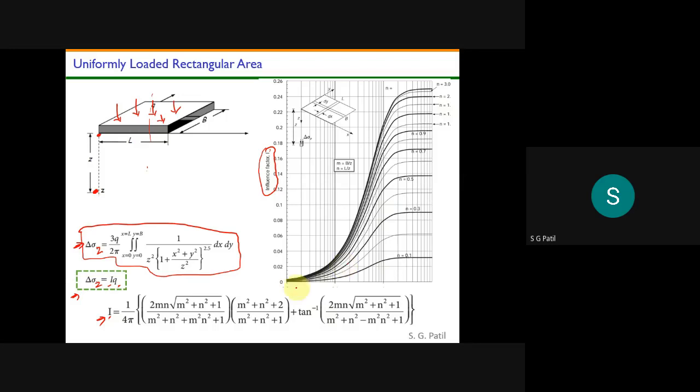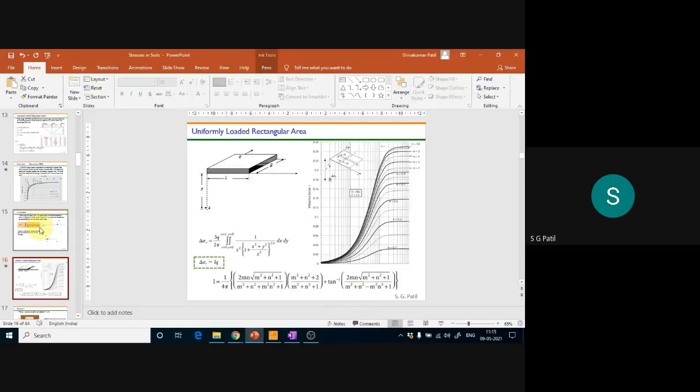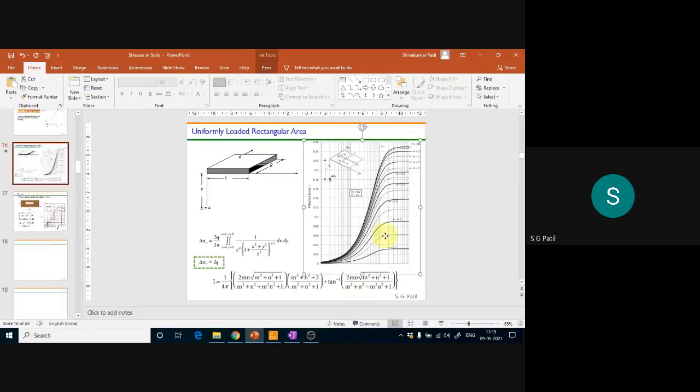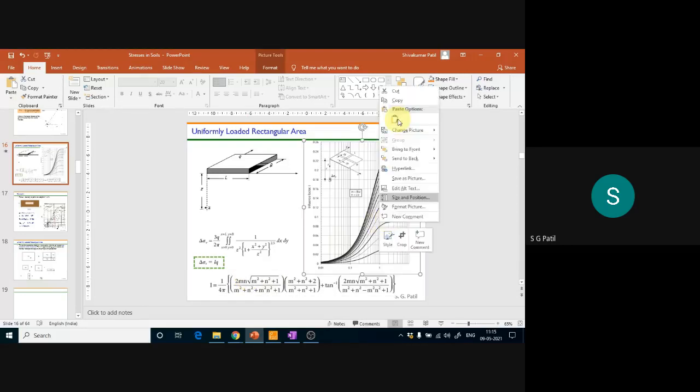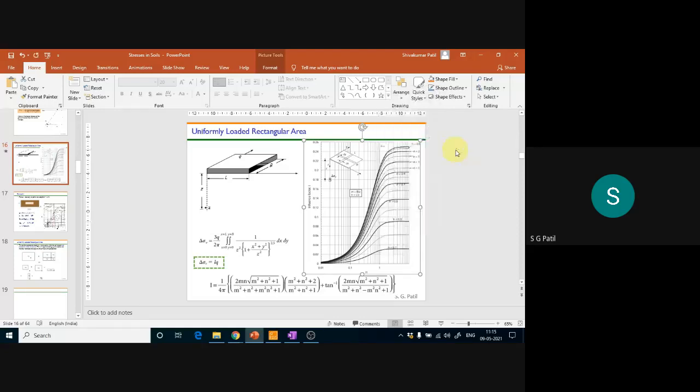Just a minute, I will rectify here. This figure, in this figure. Yes, it is here. See, that's what I was searching. Where the M has gone. Okay, I will bring it to the front. Okay, now it is fine.